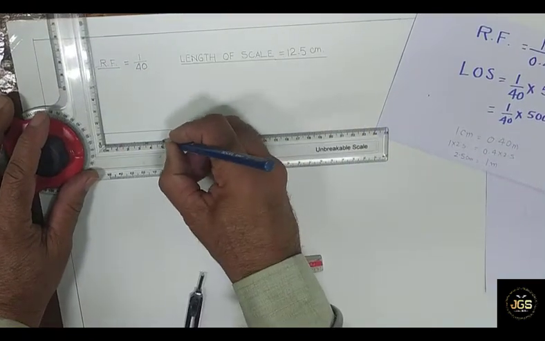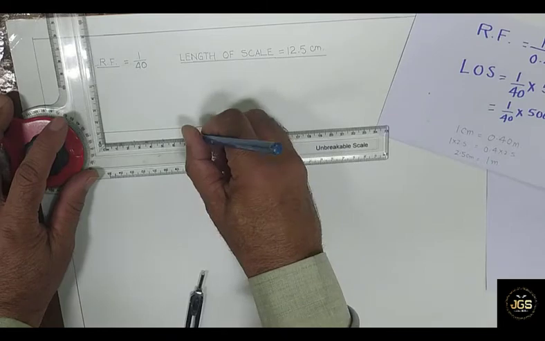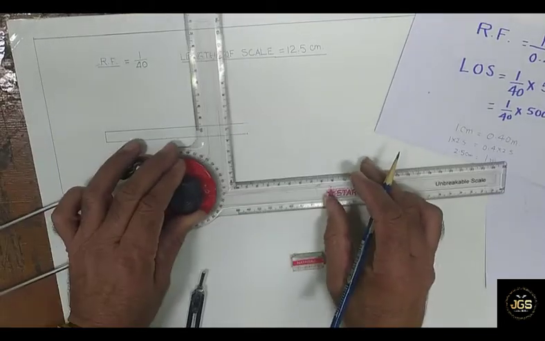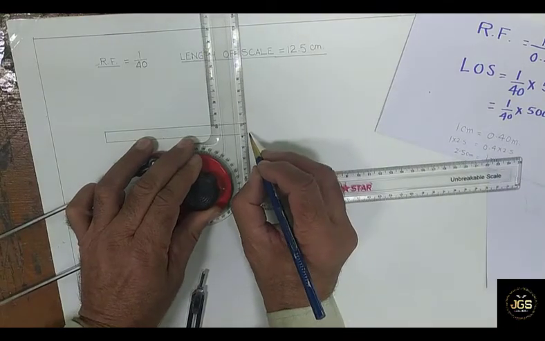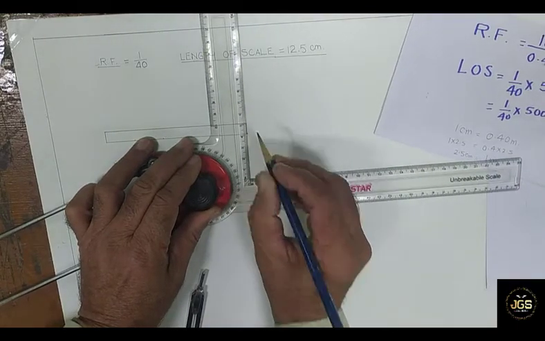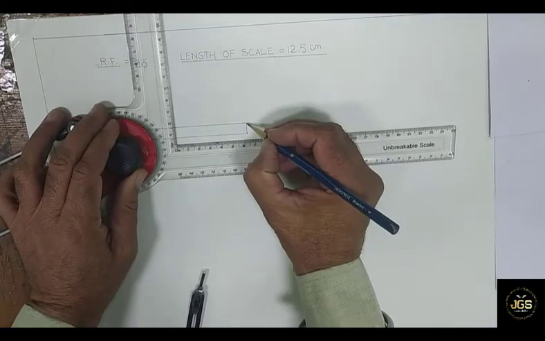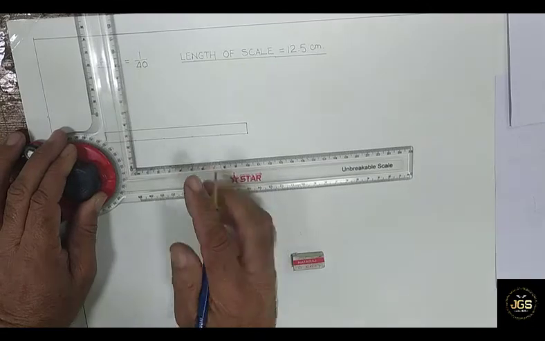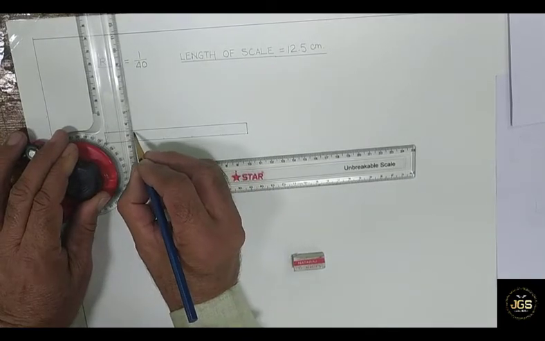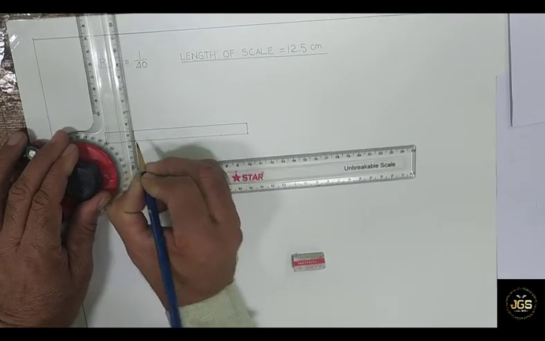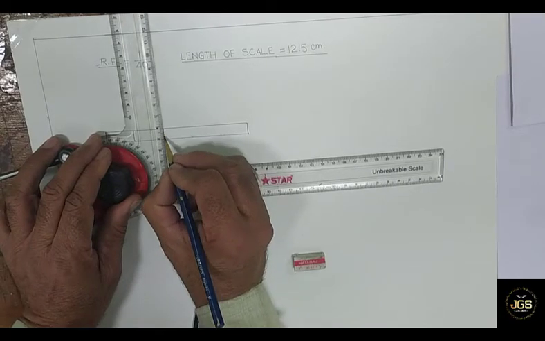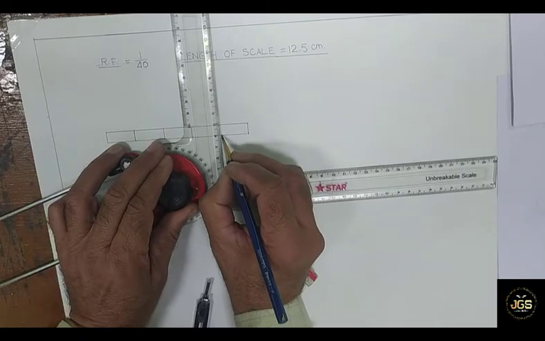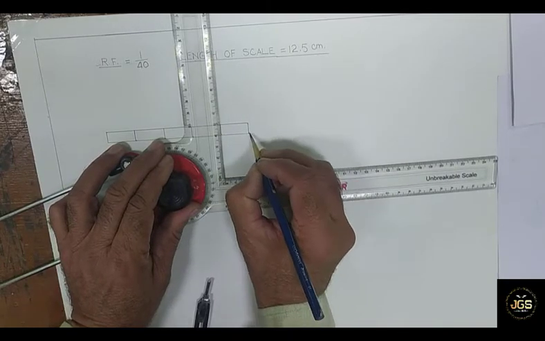2.5, then 5 centimeter, 7.5 centimeter, 10 and 12.5. So this is the construction of the scale. Okay. So then you mark these points over here. This is 1 meter. This is 2 meters. This distance is 3 meter. This is 4 meter, and this is 5 meter.